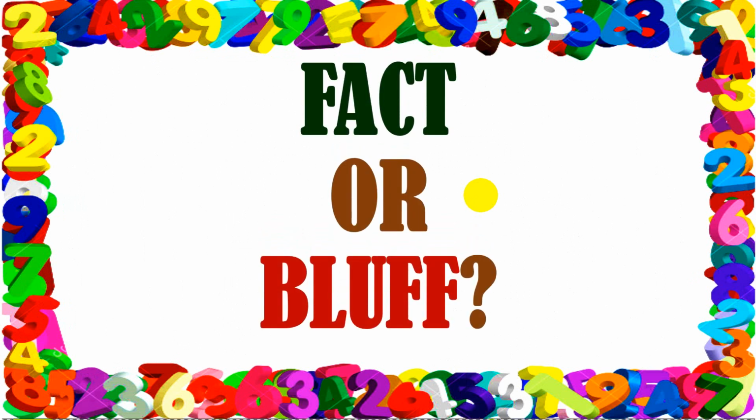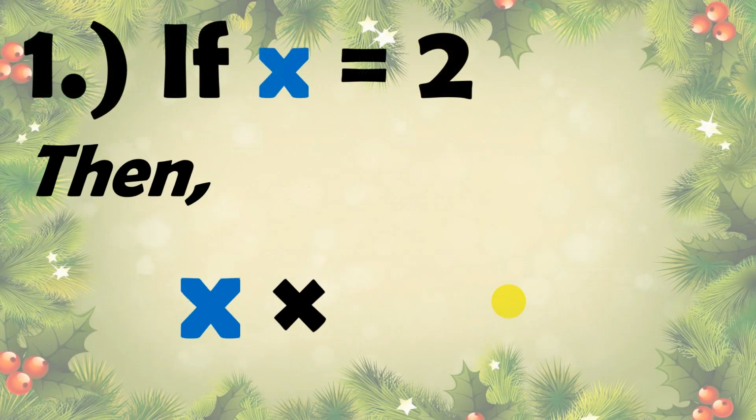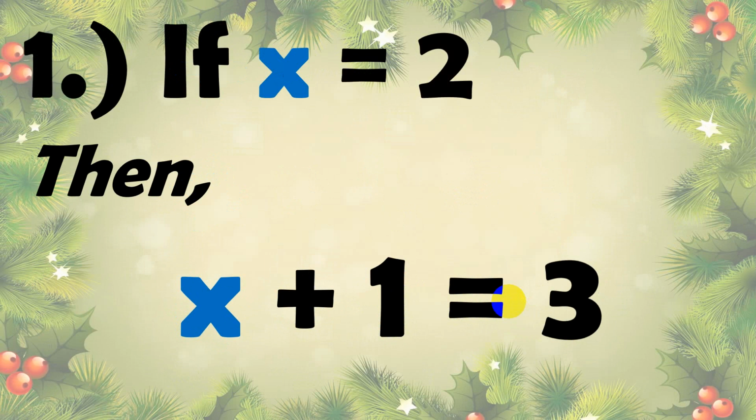Okay, so before we start anything else, I have here a fact or bluff. So you just tell me if this one is a fact or if it is a bluff, right? So let's have number one. If x equals 2, then x plus 1 is equal to 3. Is it a fact or is it a bluff? That is a fact. Okay, next.